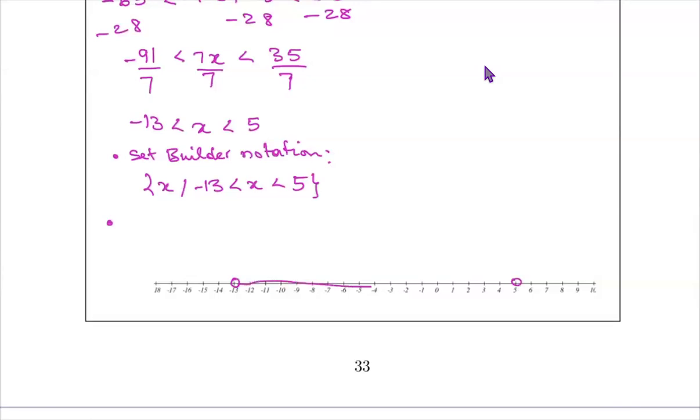So the solution will be in between, because x is in between the numbers, and x is the variable that represents the solution we're looking for. So the interval notation will be from negative 13 to 5, not including negative 13 and 5, so parentheses.